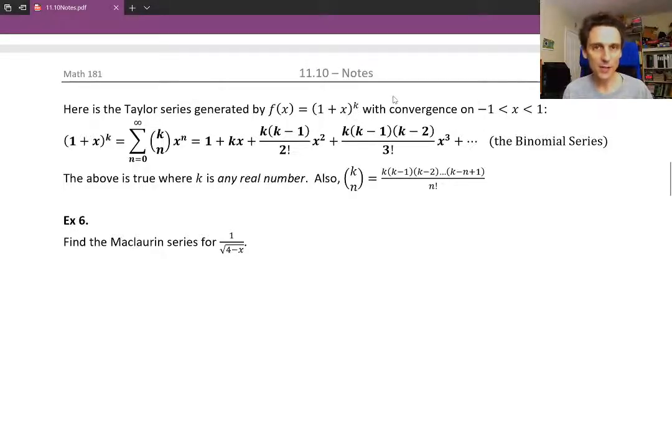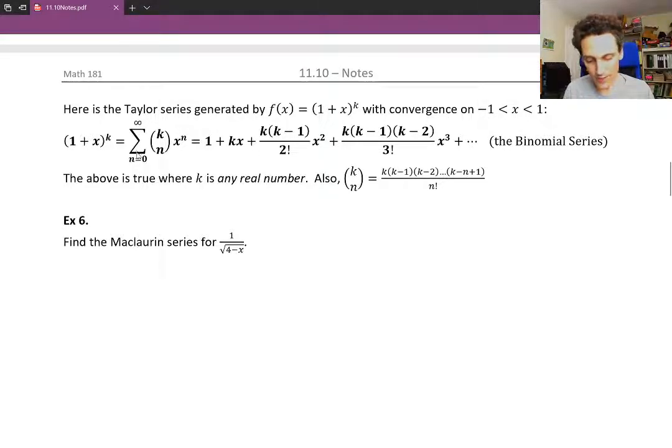You might remember we had this binomial theorem, which tells you how to expand binomials, how to raise a plus b to the nth power. So here the binomial is the 1 plus x. Now the interval of convergence of this series will be -1 to 1.